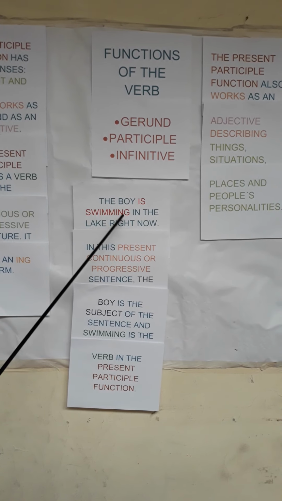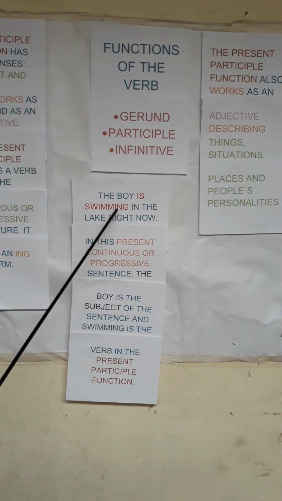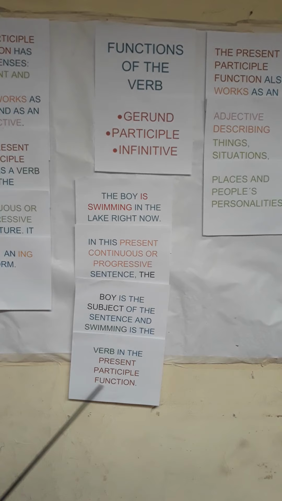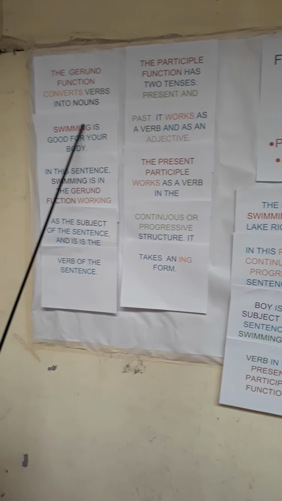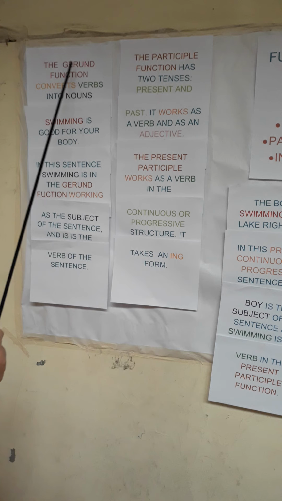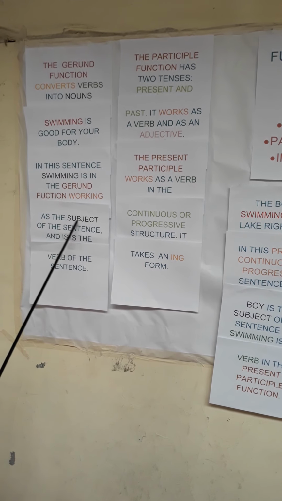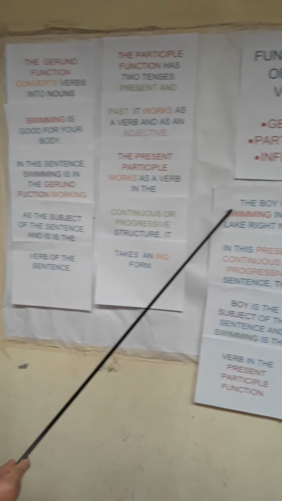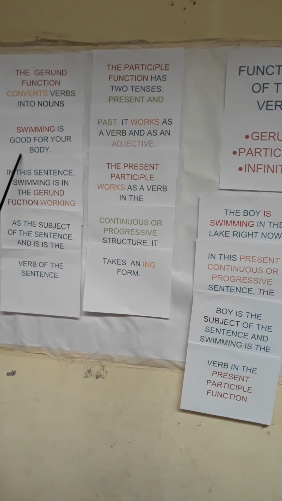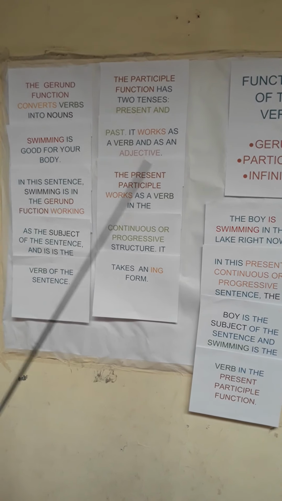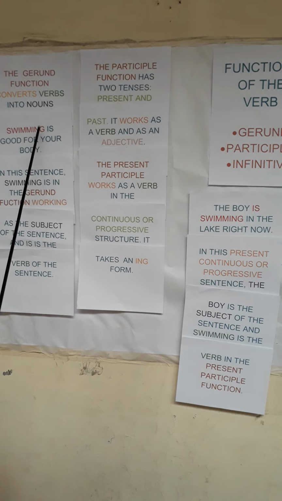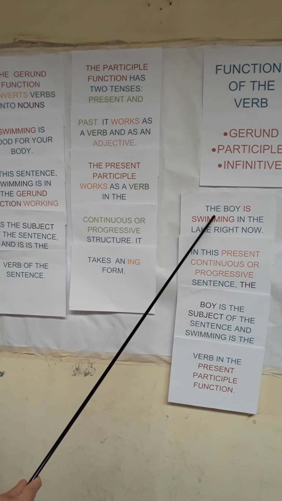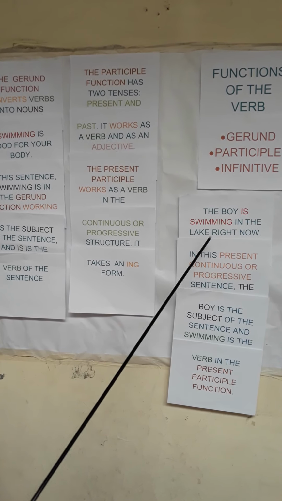So, if you notice here, swimming is working as a verb in the present participle function. But here, swimming is working as a gerund, as a noun, because it's the subject of the sentence. The same verb, the same word, is in a different position. Here it is at the beginning, and here it is after. Here it is before the verb because it's the subject, and here it is after the subject because it's the verb.